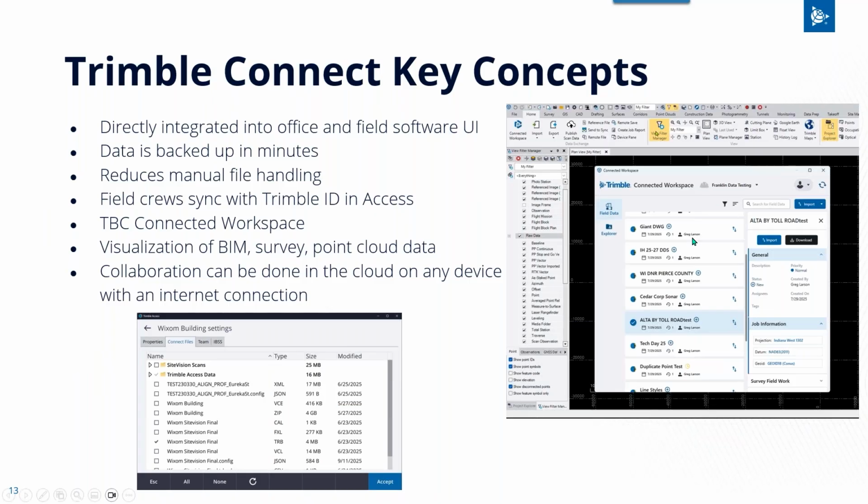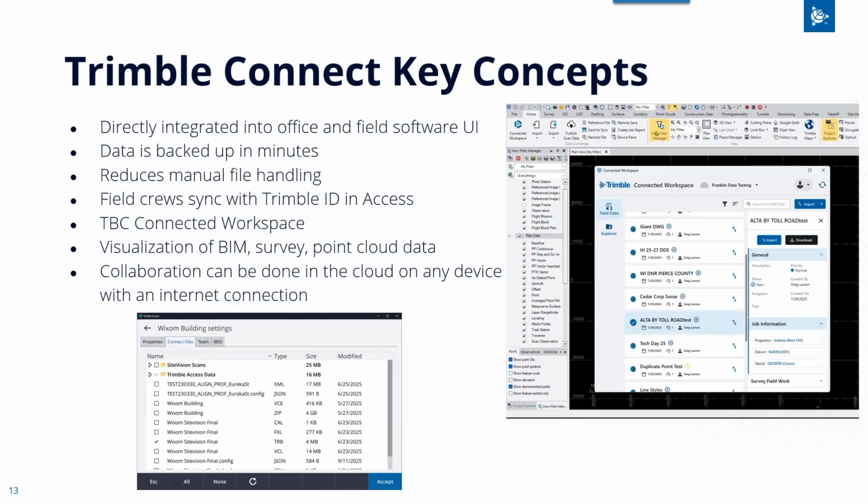With TBC and Access, we can send those files back and forth, and we don't ever have to go in the cloud. We can just do our thing in TBC, open up the connected workspace, dump our data into the project, and open it up right in Access. That's the TBC connected workspace, and it syncs directly to Access. And again, no manual file handling. Everything's attached to the project. The field guys get their stuff right away. All they really have to do is log in and hit download. But again, Trimble Connect opens up that visualization tool.